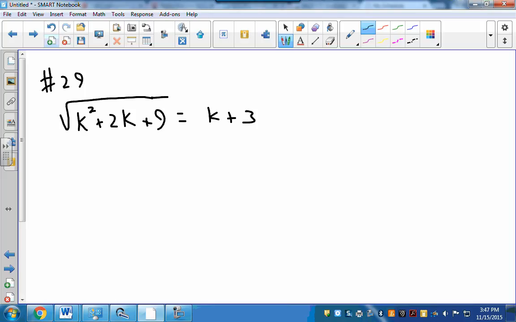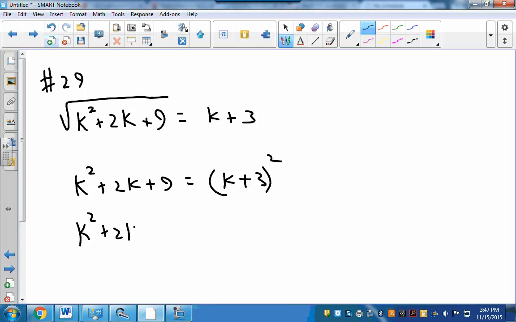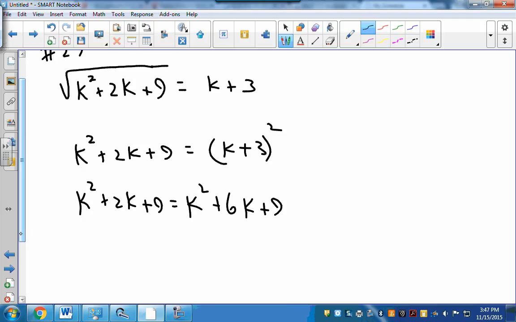Squaring the left side, we simply get k squared plus 2k plus 9. Squaring the right side, be careful, you have to square the entire side, so that's a binomial. k plus 3 squared is k squared plus 6k plus 9. Well, subtracting off the k squares, they're out of there. Subtracting off the 9s, they're out of there. We get 2k is the same as 6k.